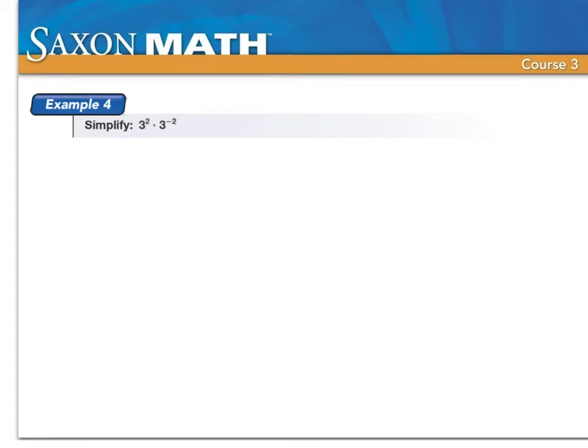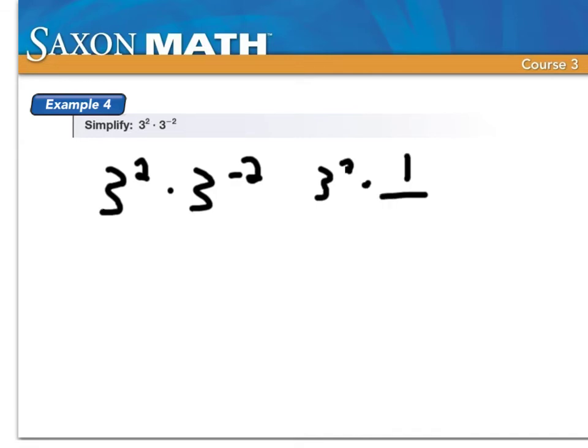Okay, example 4, this is 3 squared times 3 to the negative second. Well, I've got 3 squared times 3 to the negative second. I'm going to show you two different ways to solve this. Okay, one way is to use the negative exponent rule we just learned. Okay, so 3 squared times 3 to the negative second is the same as 3 squared times 1 over 3 to the second power. Okay, well 3 squared is the same as 3 squared over 1.